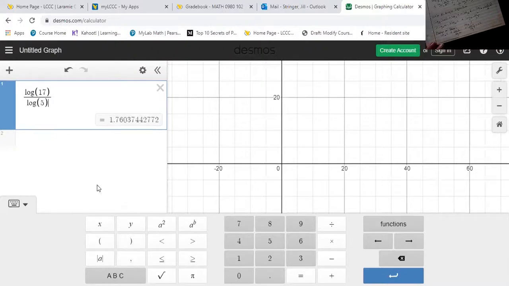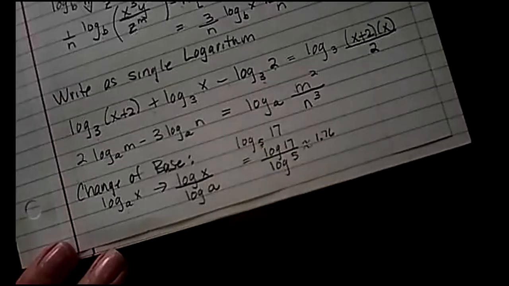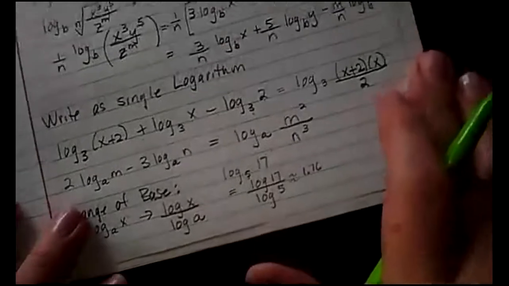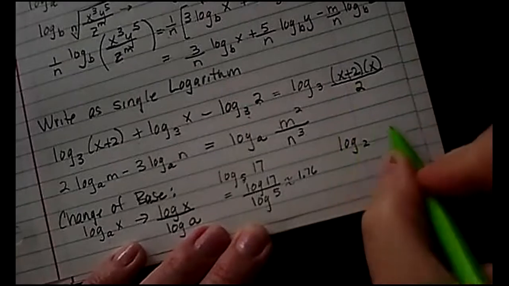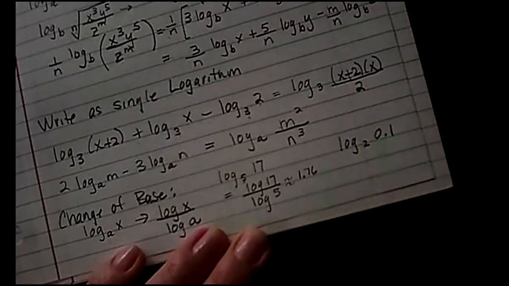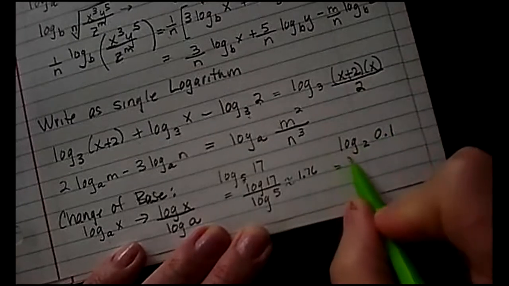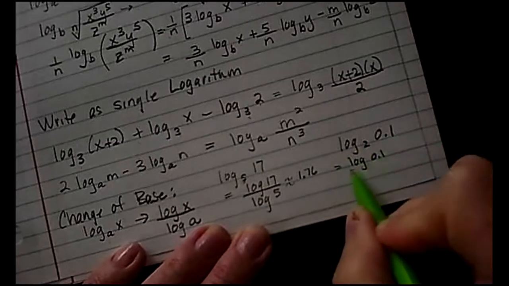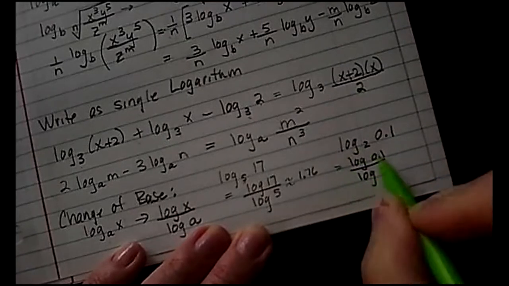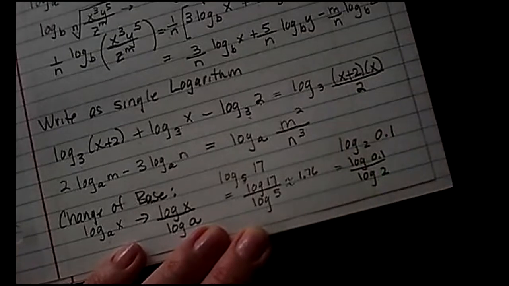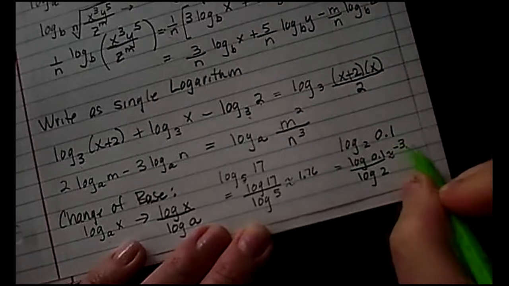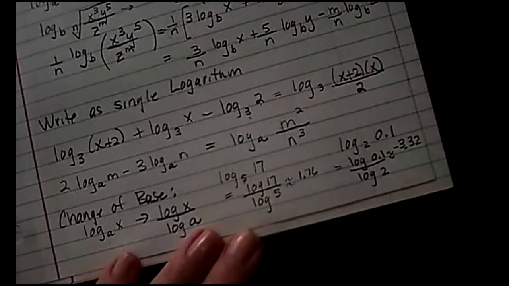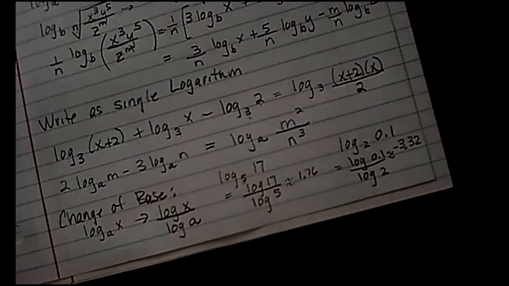Okay, so let's go back here and do one more. Let's say we have log base 2 of 0.1. We don't know what that is. We can't really figure that in our heads. So when we write it out, it's going to be log of 0.1 divided by log of the base. If I go through and put that in the calculator, and you can do this on your own, it's going to be approximately negative 3.32. You can check that on your calculator. And that's change of base.